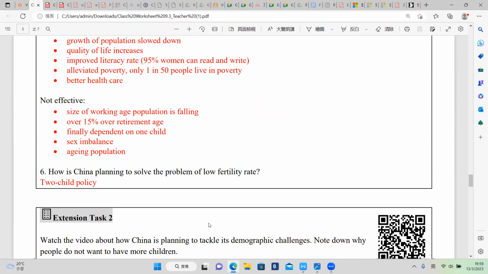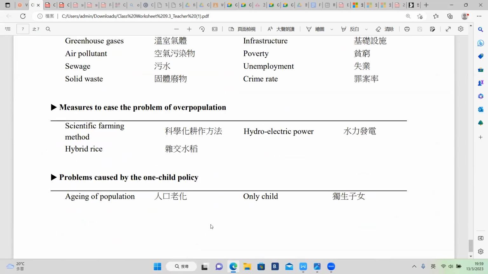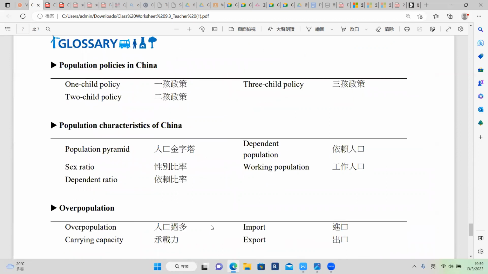This is the end of Unit 3 and the population chapter. Then I will take the farming chapter later on. See you.